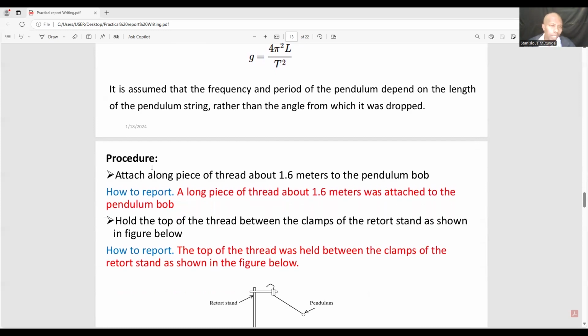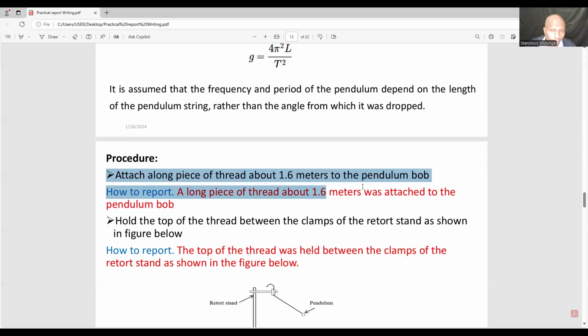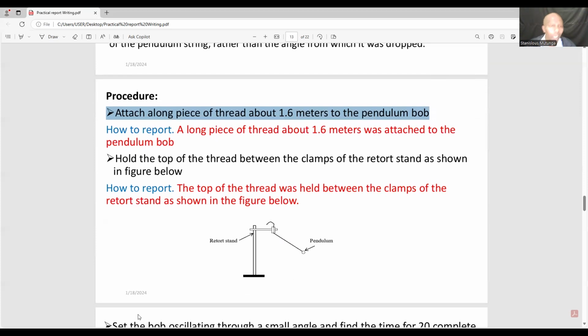Now, if you check, the black ones I have here are what I was given within the manual. Here I've used a different mechanism: I've put my procedure in before the diagram. It's allowed. So let's take procedure number one. We are told to attach a piece of thread about 1.6 meters to the pendulum bob. That's what I was given within the manual.